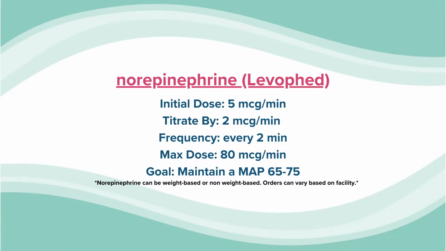An example of this would be Levophed. Levophed is a very potent vasoconstrictor. We utilize it a lot in the ICU as well as emergency departments to support our patients' blood pressure if they are hypotensive. A norepinephrine order may look something like this: initiate dose at 5 mics a minute, titrate by 2 mics a minute every 2 minutes, for a max dose of 80 mics a minute, for a MAP of 65 to 75.